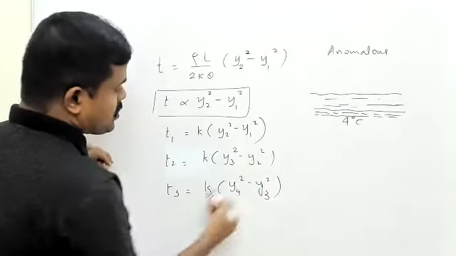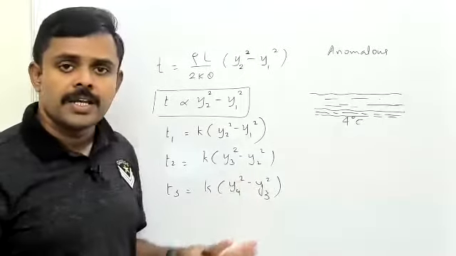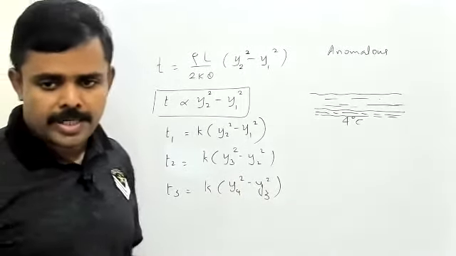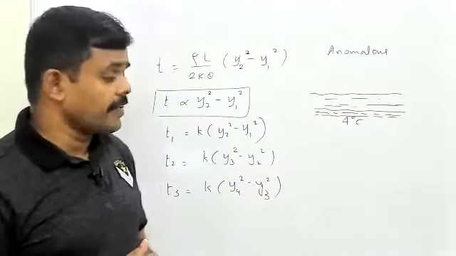And if they ask a question, it's going to be the ratio of these. That's it. You can directly put y1, y2, y3 values and then find out. Okay, did you understand this? This is very, very important. Okay, I'll have a quick review here.